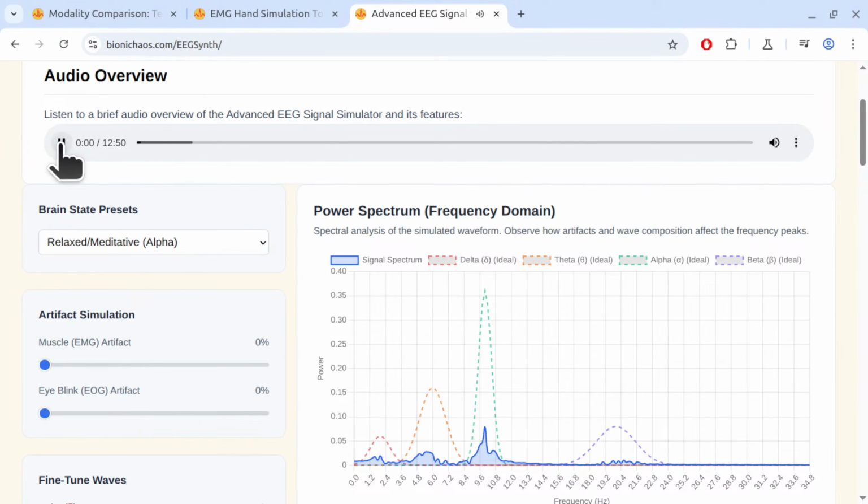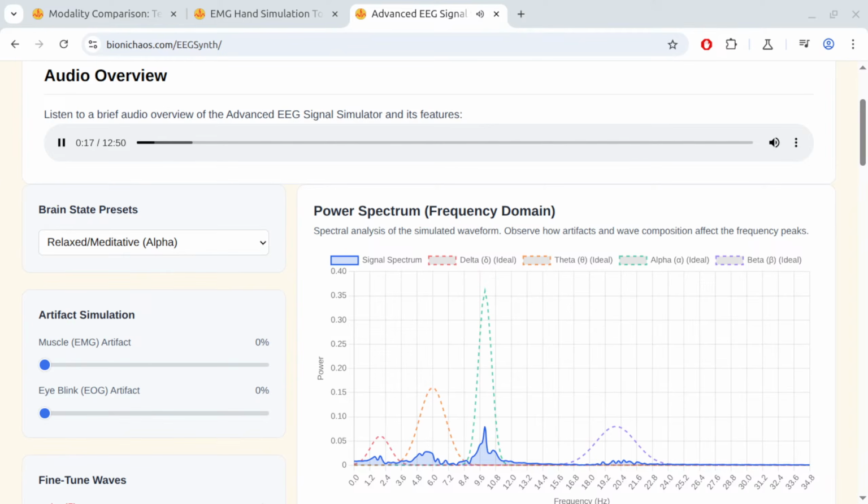Welcome to a new deep dive. Today we're plunging into the fascinating world of brain signals. Yeah, and we're using a source that describes a specific tool, an advanced EEG signal simulator. Okay, so let's unpack this then. What's our goal here? What are we trying to figure out?